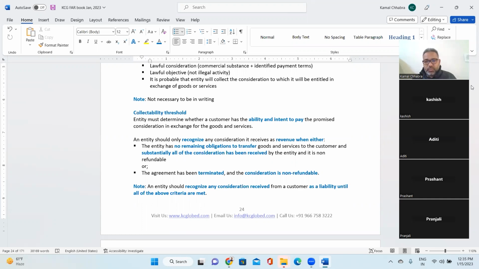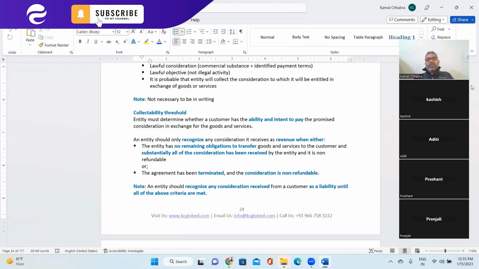Second is intention to pay, right? Now, another thing is the recognition of revenue. When should an entity consider any consideration to recognize the revenue upfront? First point is when the entity has no remaining performance obligation to transfer the goods or services to the customer, or substantially all the consideration has been received by the entity and it is non-refundable.